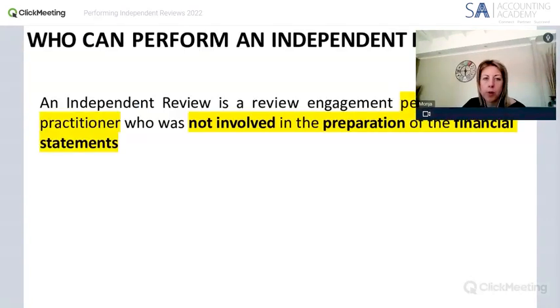So who can perform an independent review? An independent review can be performed by a practitioner who was not involved in the preparation of the financial statements. So if you prepare the financial statements, you won't be able to do the independent review because that will contradict the independence requirement that you need to comply with. You cannot prepare the financials and do the review at the same time.